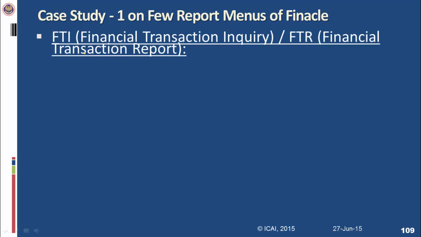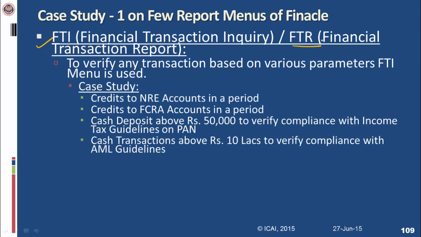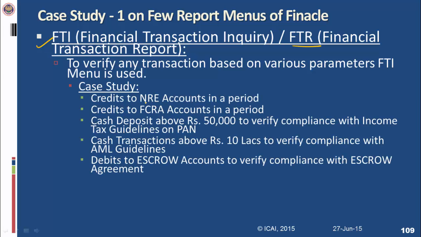Case studies. Now let's go through 3-4 case studies on how we can generate the report, or which kind of reports or information we can access through Finacle. We'll go into detail on the case studies one by one. First, we'll take the case study of FTI and FTR. To verify any transaction based on various parameters, the FTI menu is used. Now, which kind of reports or information can we generate? Credit to NRE accounts to check compliance with FEMA guidelines. Credit to FCRA accounts to check compliance with the FCRA regulations.